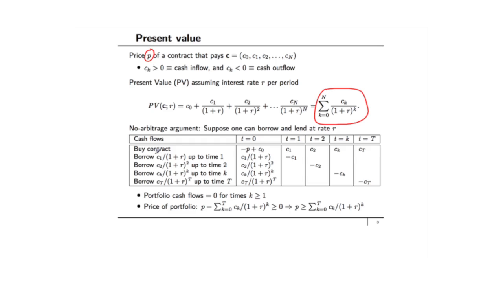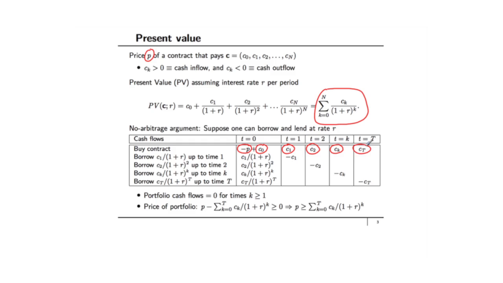We're going to buy the contract. If you buy the contract, what happens? At time t equal to 0, you have to pay an amount minus P, and you receive an amount C0. At time t equal to 1, you receive C1. Time t equal to 2, you receive C2. At time equal to k, some general k, you receive Ck. And at time t equal to capital T, you receive CT.